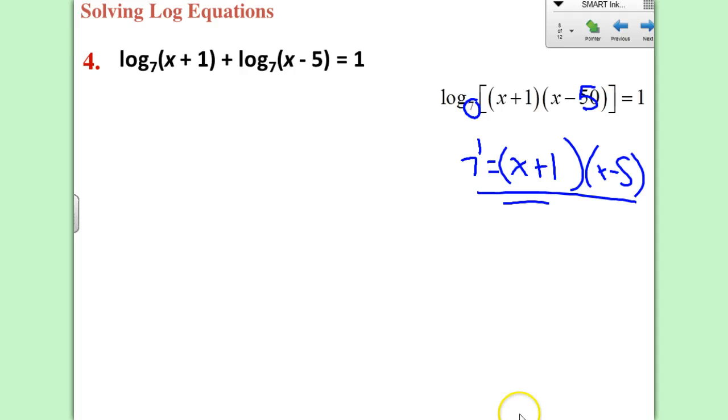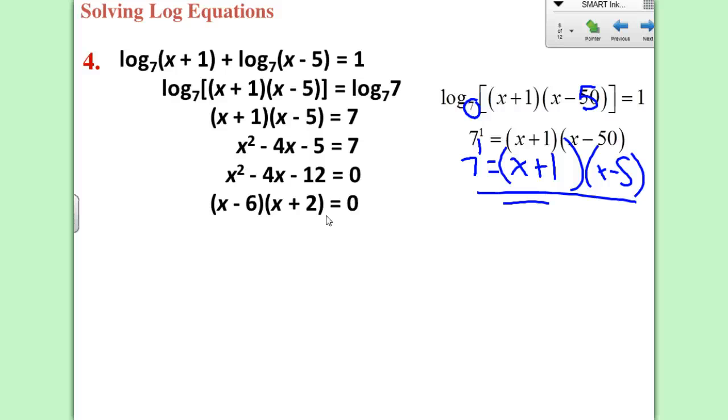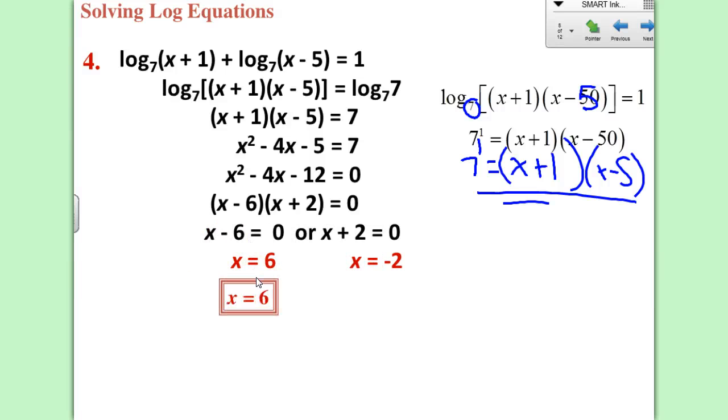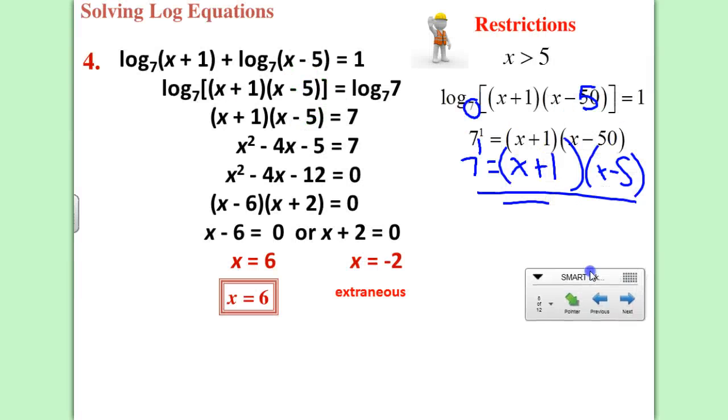That's one way. The other way is to change both sides to logs, right? So if I change this 1 to a log situation, you could say that's really equal to the log of 7, base 7. And now you end up with basically the same situation. It doesn't matter which way you do it, as long as you realize when you have a coefficient, then you need to do something, and maybe it's changing it to exponential, and maybe it's turning that coefficient into a log. Either way, you're going to get answers of x equals 6 and x equals -2. And our restriction was x has got to be greater than 5, so obviously -2 is extraneous. And if you plug it in, you can see I get log of -7. That won't work.